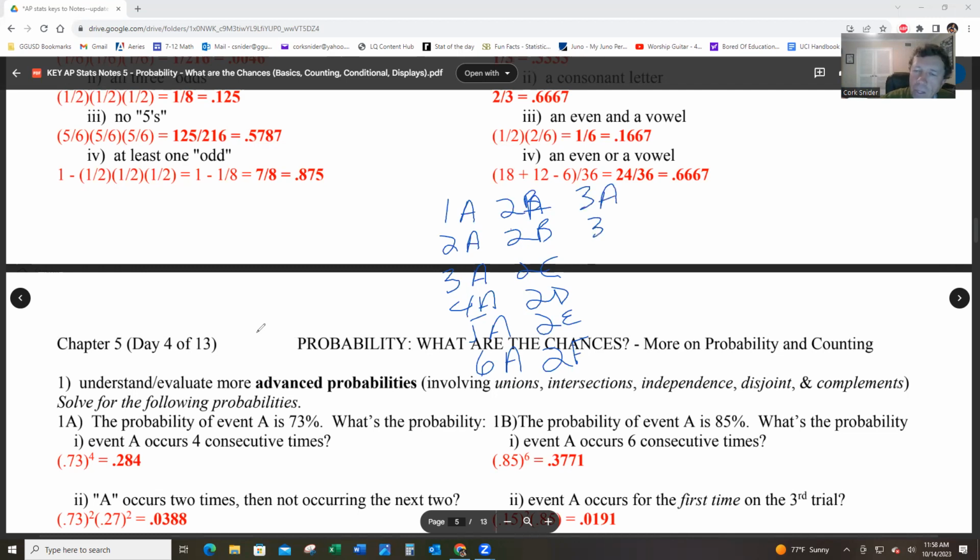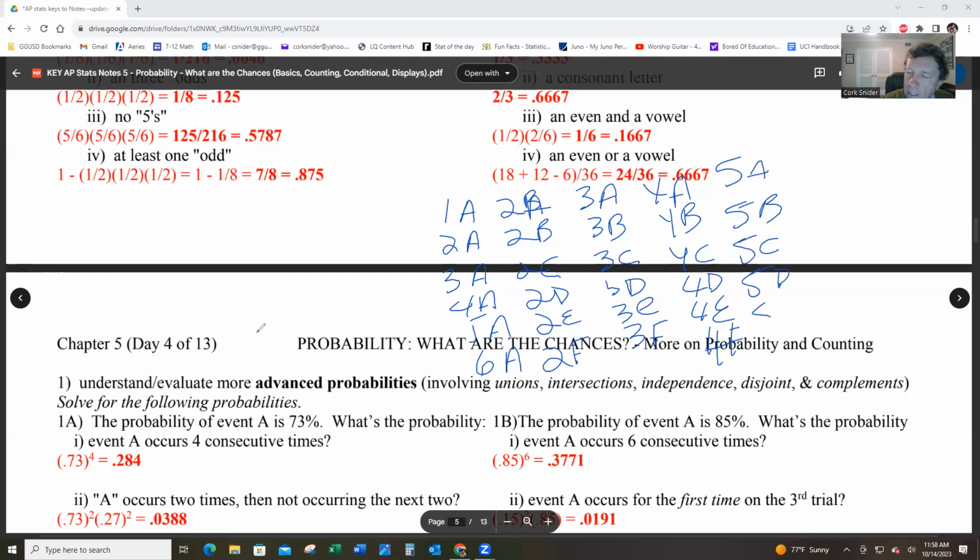3A, 3B, 3C, 3D, 3E, 3F, 4A, 4B, 4C, 4D, 4E, 4F, 5A, 5B, 5C, 5D, 5E, 5F, 6A, 6B, 6C, 6D, 6E, 6F. There's your 36 rolls.